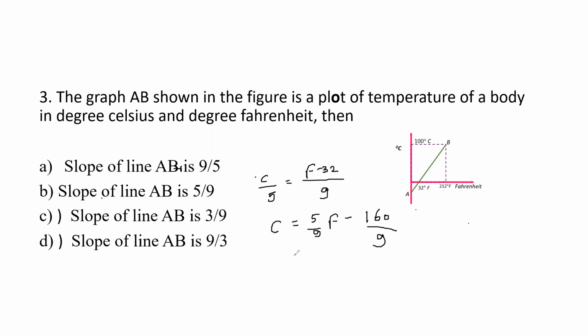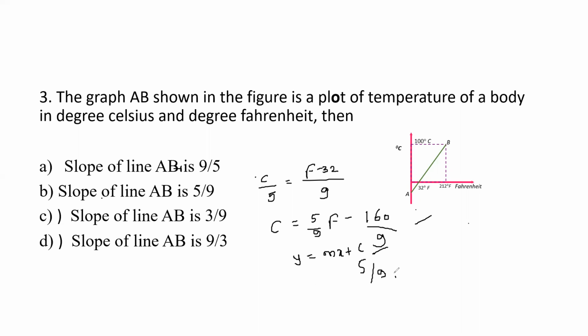So now what we can do, we can compare this equation with our equation of a straight line, that is given by y is equal to mx plus c, where m is the slope here. Therefore, if we compare this equation with our equation of a straight line, in place of m we have 5 divided by 9. That is option B is the right option.